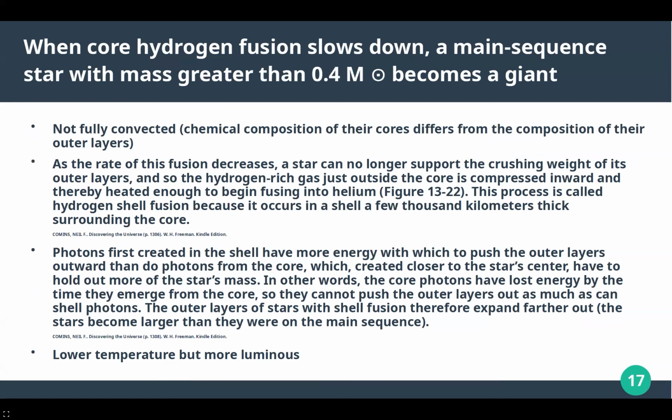The outer layers of stars with shell fusion therefore expand farther out. The stars become larger than they were in the main sequence. They are lower temperature but more luminous.